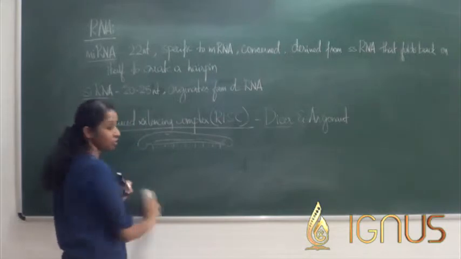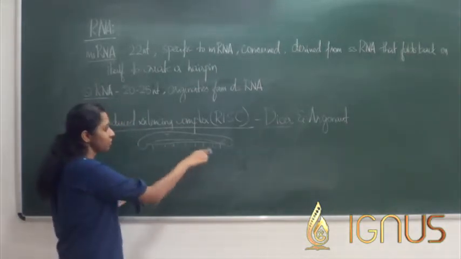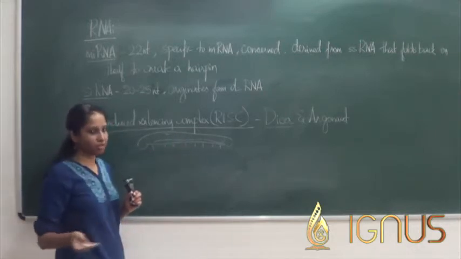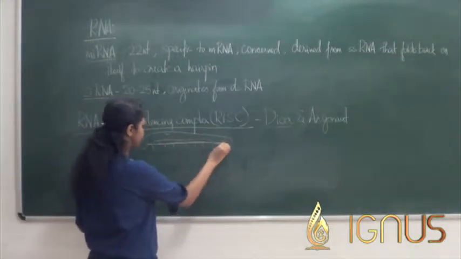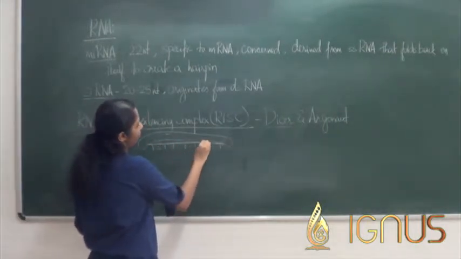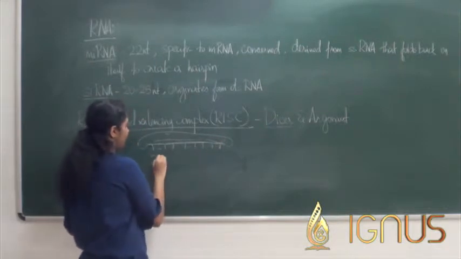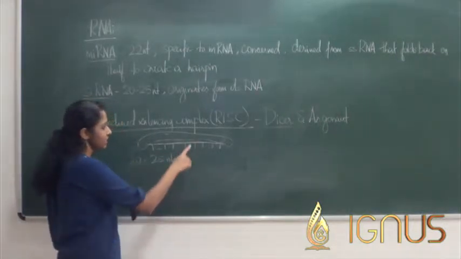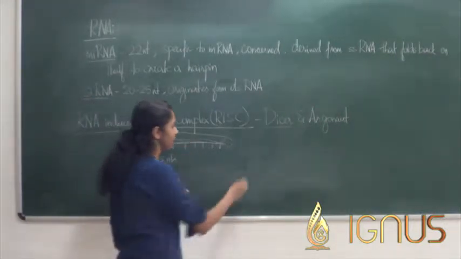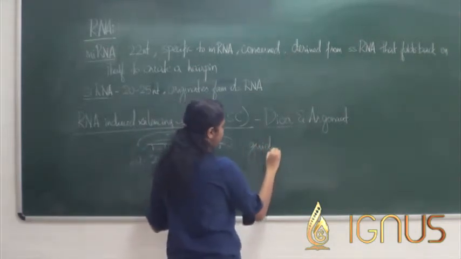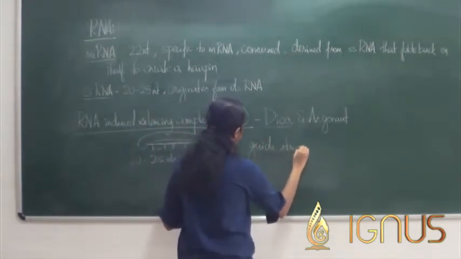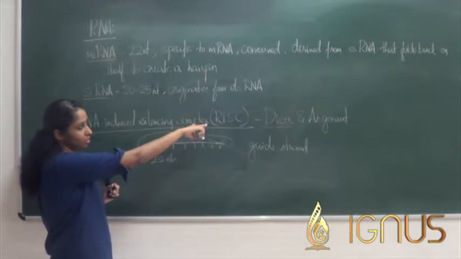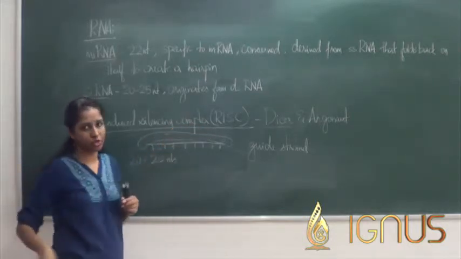So it's a double-stranded RNA molecule. The bonds between the nucleotides are going to be broken down by the Argonaute protein, and it is going to release one of the strands. So you will be left with only one strand of either the siRNA or the miRNA, which is 20 to 25 nucleotides in length. Now this strand of miRNA or siRNA is termed the guide strand.